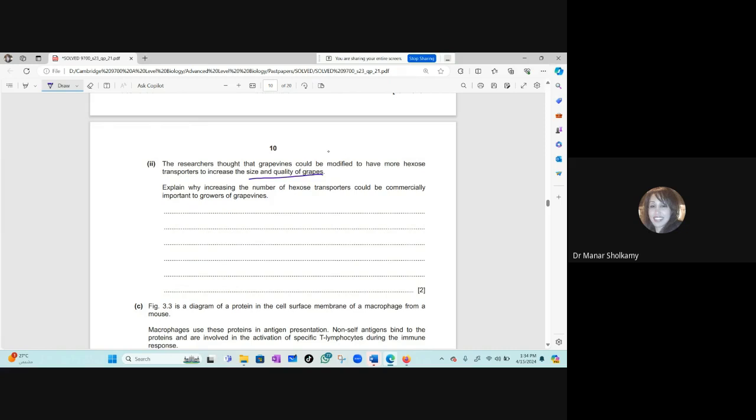Explain why increasing the number of these transporters could be commercially important to the growers of grapevines. Again, it's an easy question. Grapes might be more sweet, more taste. Yes, right. Of course, the more these transporters are found, the more the uptake of sugar. Now, this has been confirmed. And the more the uptake of sugar, the more the grapevines will taste sweet. And of course, when they taste nice, they will sell more, they will be more profitable, and it will bring them more money.